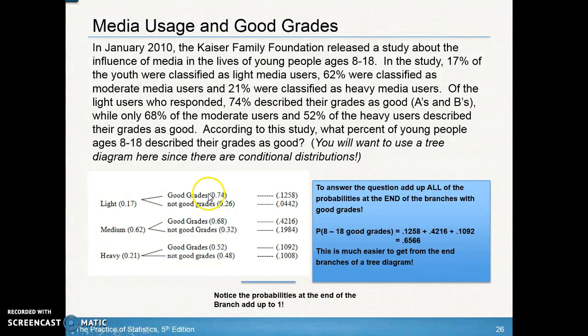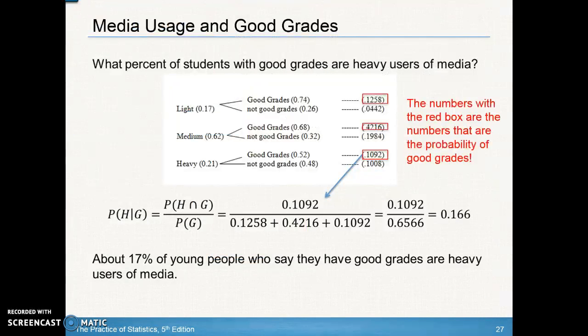And the other thing I wanted you to make sure you know is that these branches add up to 1. Each of these individual branches add up to 1. And this should all add up to 1. If it doesn't, that means you did one of the probabilities incorrectly.